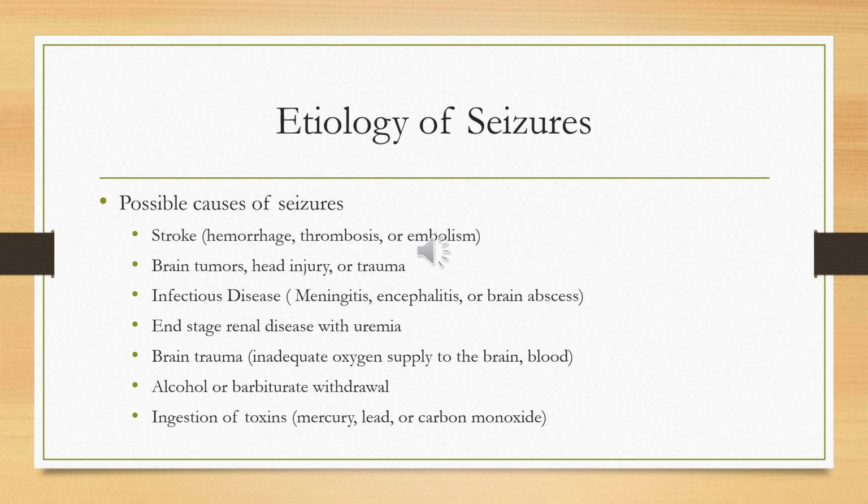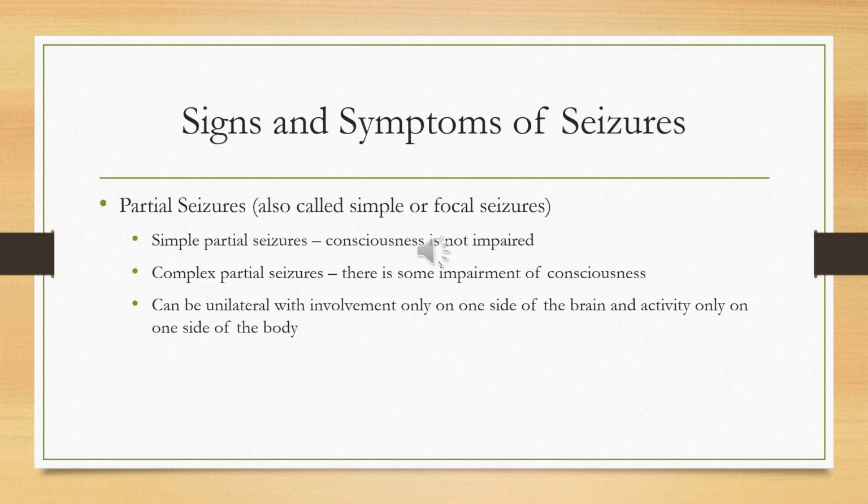Ingestion of different toxins like mercury, lead, or carbon monoxide can cause seizures. Brain tumors, head trauma or head injuries, and even strokes can cause seizures. We'll see alcohol withdrawal can be a potential cause of seizures, as well as end-stage renal disease. As you'll see as we go through, there are different types of seizures. We have simple partial seizures, complex partial seizures, absent seizures, myoclonic seizures, generalized tonic-clonic seizures, and atonic seizures.